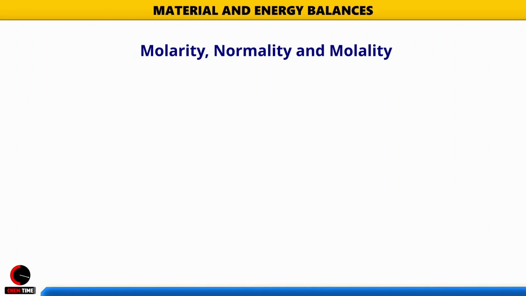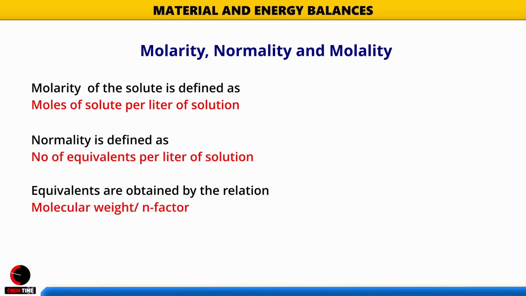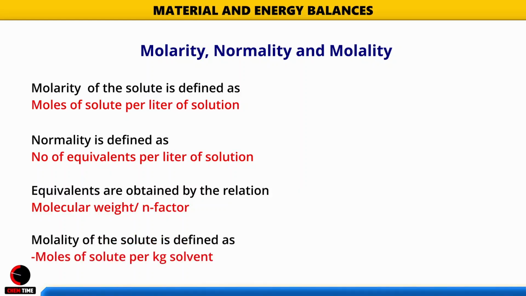Now, other means of expressing the concentration are molarity, and molarity is defined as moles of solute per liter of solution, and normality is defined as number of equivalents per liter of solution, and equivalents are obtained by molar mass by n factor, and molality of the solute is defined as moles of solute per kg solvent.